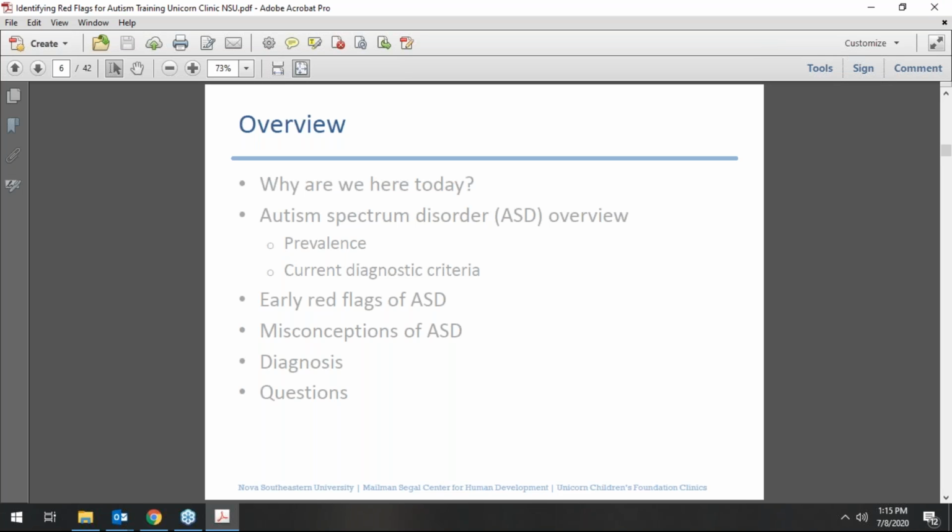So in terms of what the plan for today is, we already discussed why we're here today. I'm going to provide an overview on autism spectrum disorder, making sure to touch upon the prevalence as well as the current diagnostic criteria, providing you with plenty of examples of what that looks like. Then I'm going to hand it over to Dr.